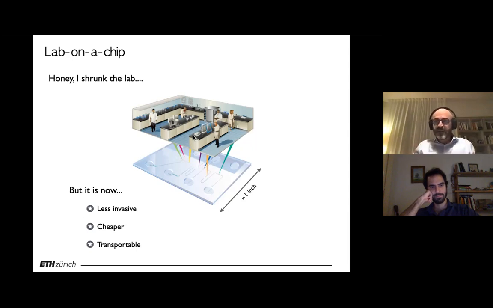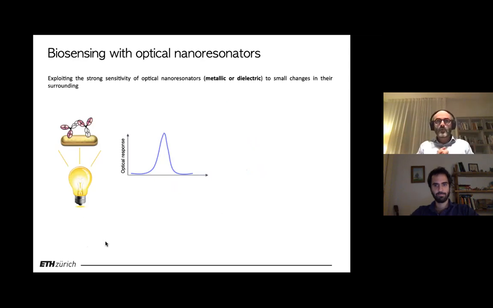You can have different reasons for doing that. They're going to be less invasive because a priori you could do a measurement from a single drop of blood. That may be cheaper. That can be, of course, transportable and faster. And there are many different reasons for doing this. So how does that work?